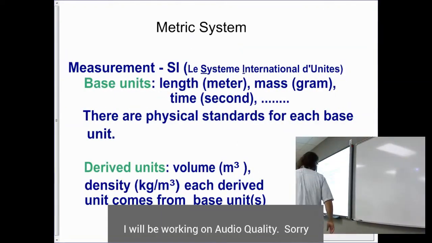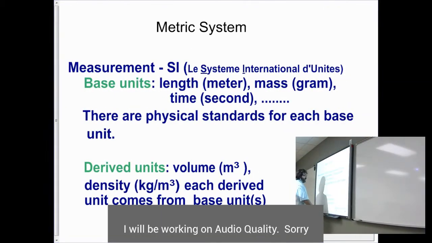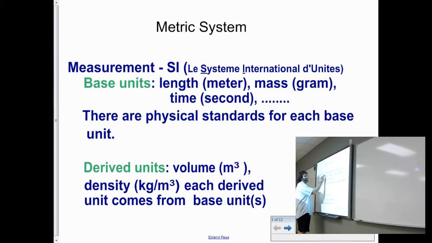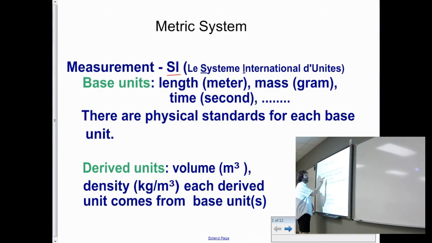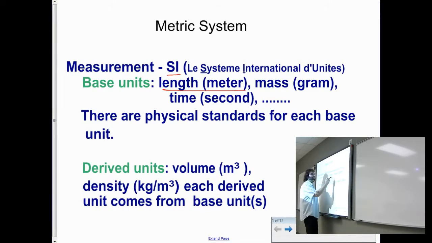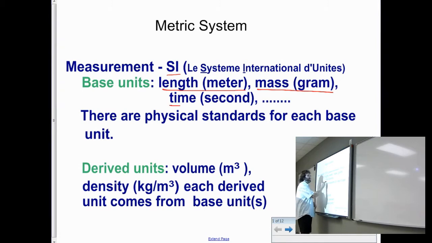The metric system is sometimes called the System International of Units, or the SI system for short. The SI system allows us to measure different quantities, so it has base units depending on what we want to measure. For example, if we wanted to measure how long something was, we would use a meter. If we want to know how much something weighed, we'd use a gram. If we want to know how much time something takes, we'd use a second.